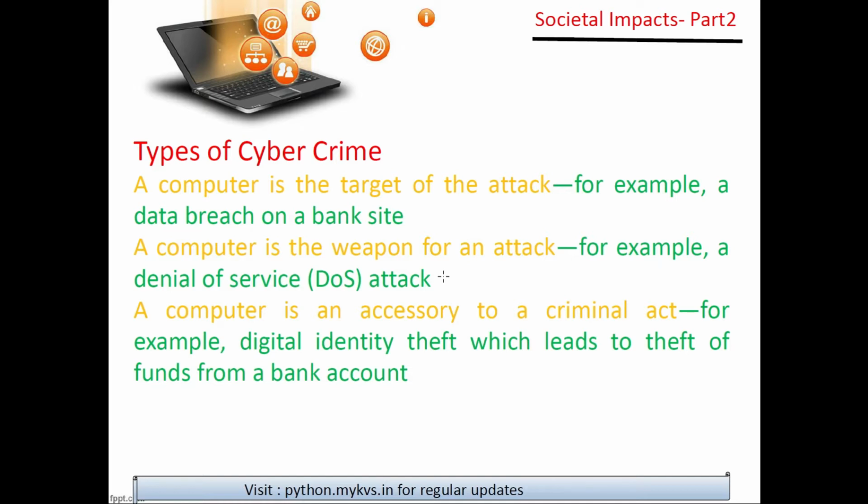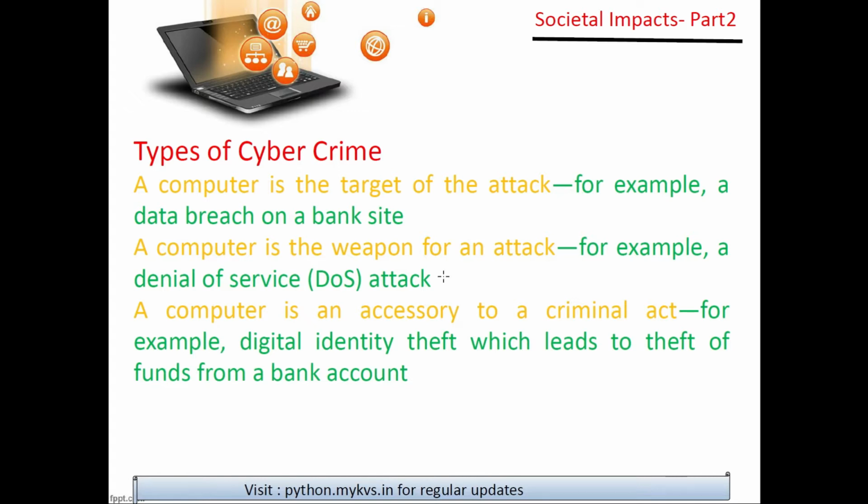A computer is an accessory to a criminal act. For example, digital identity theft. Someone is taking your identity and using it. Behind that, without disclosing his or her identity, he is committing a crime, but who is actually in front? They are showing your picture or identity, and they are committing the crime. Fine. So this should not happen. These are the types of cybercrime.